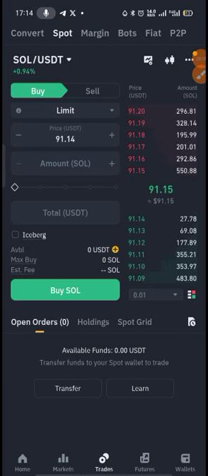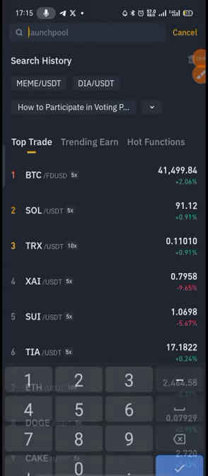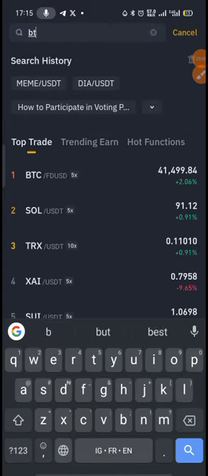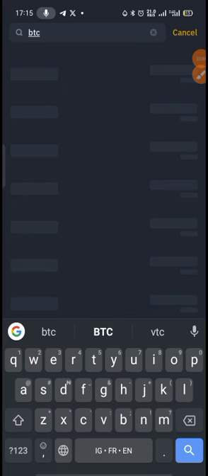How do I buy a coin in spot? Let me go to home. I need to buy a coin, and they ask me to go and buy one. Say I should buy BTC, Bitcoin. I'll write BTC because it's the ticker, and I'll check.